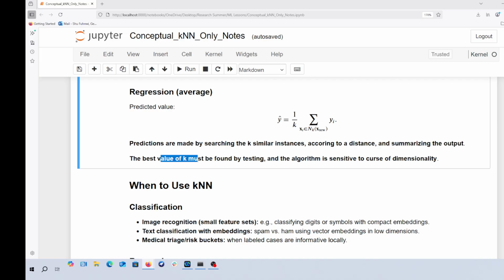For the value of k, the best way we can find it is by testing. Also, this algorithm is very sensitive to the curse of dimensionality, meaning that if we have a data set where the dimension is pretty high, then KNN might not be the best algorithm for such cases.